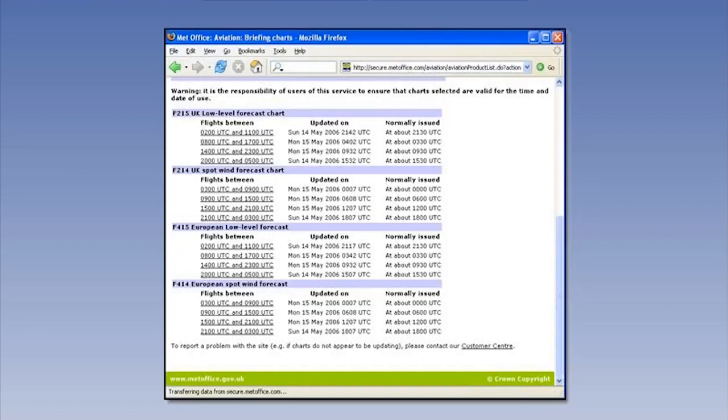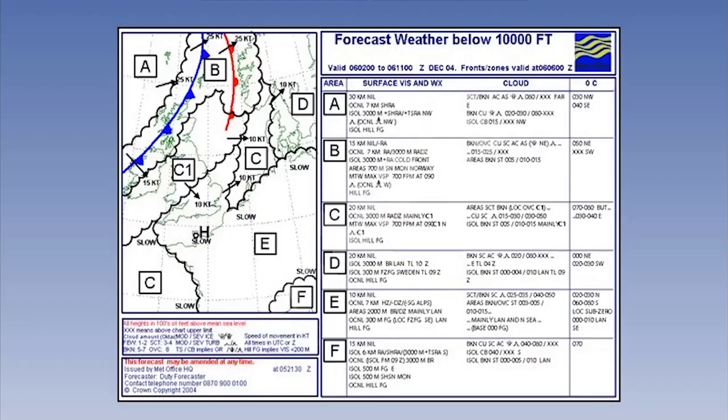The low-level significant weather forecast charts can be obtained from the Met Office website free of charge. For those general aviation pilots flying further afield, there is a chart which encompasses a broader area, and it's called Form 415. An example of this chart is shown on screen.